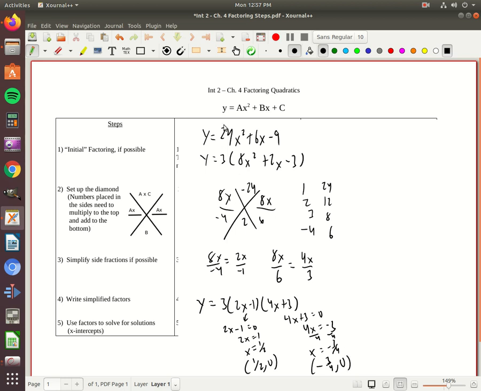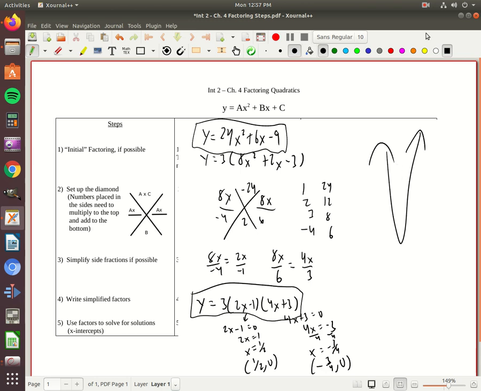So if I were to graph this equation or this equation, I would expect them to look the same, and I would expect them both to have x-intercepts at 1/2 and negative 3/4. And I would expect it to be pretty steep, right? So let me go ahead and set this up in Desmos and see what it looks like.